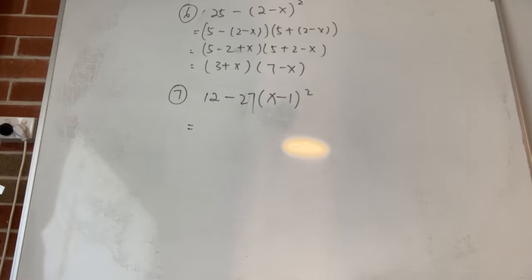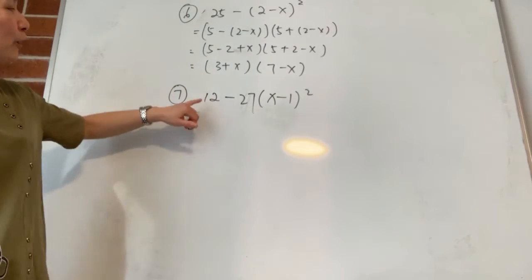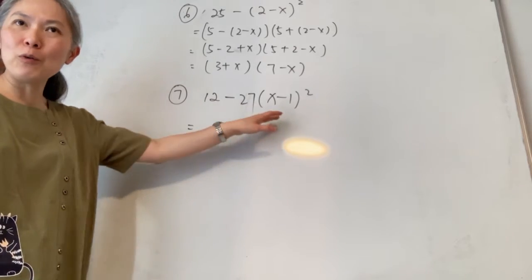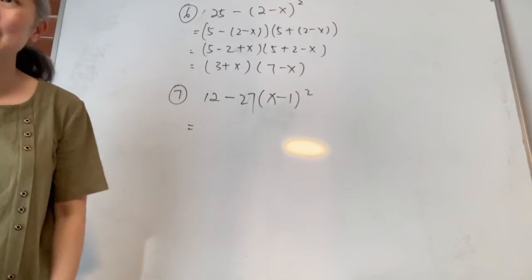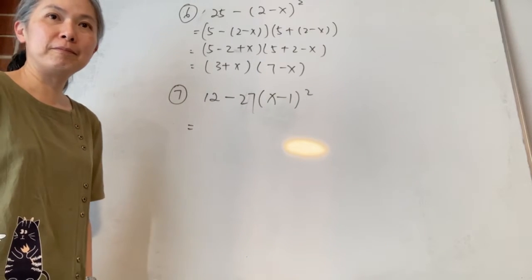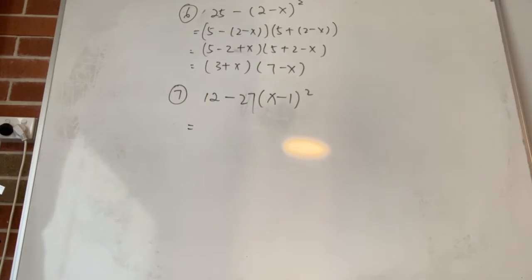That one. The common factor? 3. Yes, that one will be your common factor. Because 12 is not the square number, 27 is not square number, but always remember the first step is the common factor. Yes, which is 3. Factorize the 3 out first. What do you have? 3, what happened to your x?